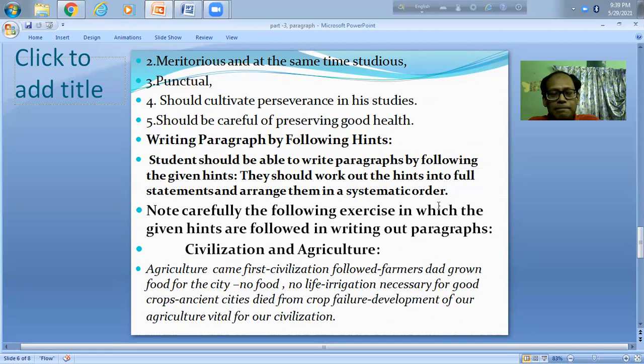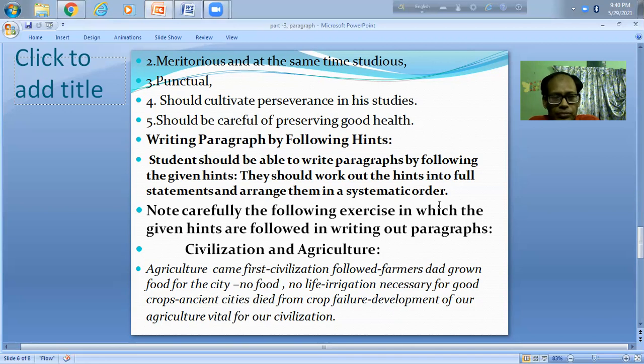And then another quality is an inseparable part of a good student. That is, he should be careful of preserving good health. Because without sound health, he cannot have a sound mind. So sound health actually helps him to maintain a sound mind.